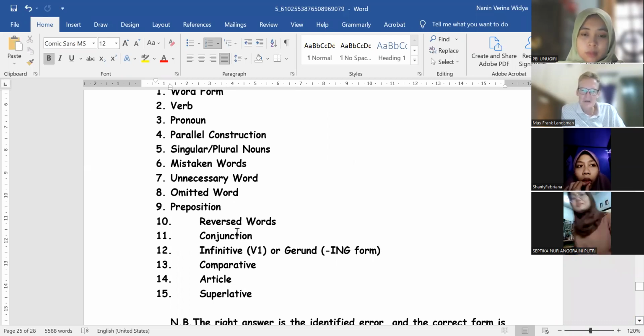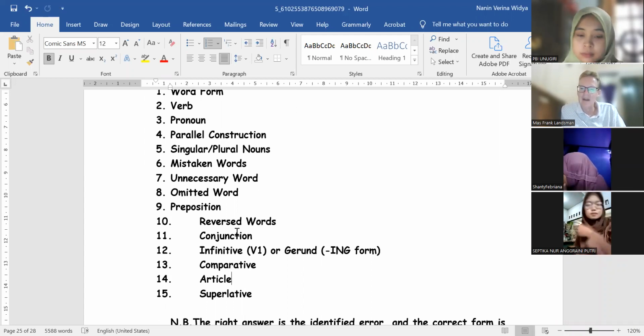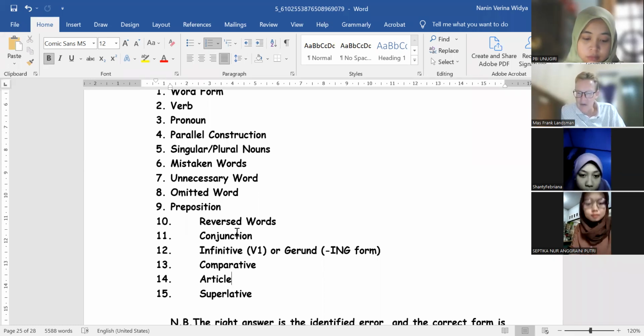So reversed words. Conjunction, kata penghubung, like neither my brother nor I like playing cards, for instance. So words that connectors, conjunctions. Infinitive, verb 1 versus gerund, or the ing form. So I like to play volleyball, or I like playing volleyball, same meaning.